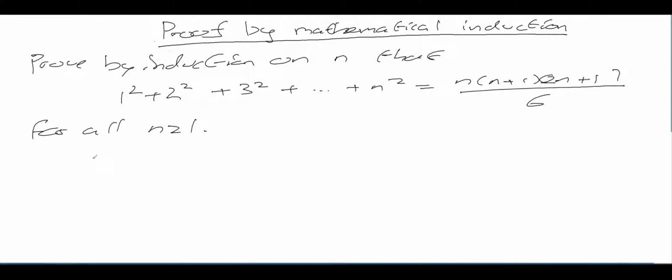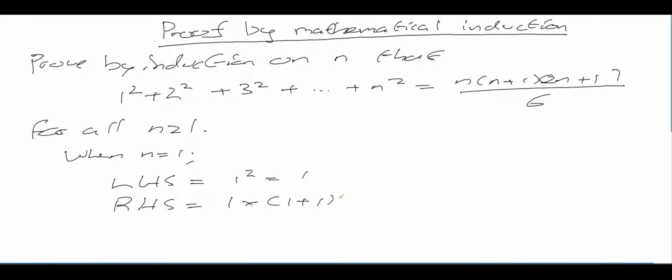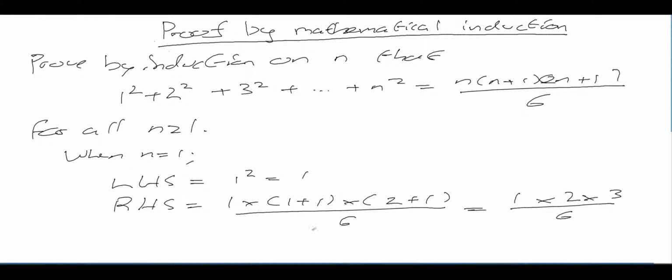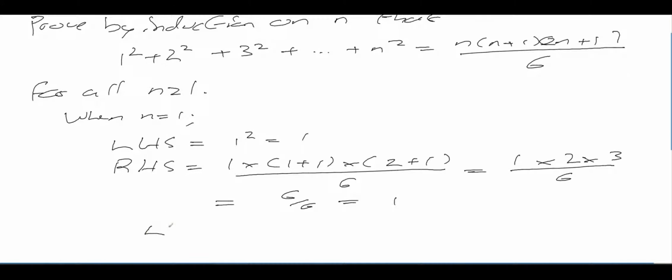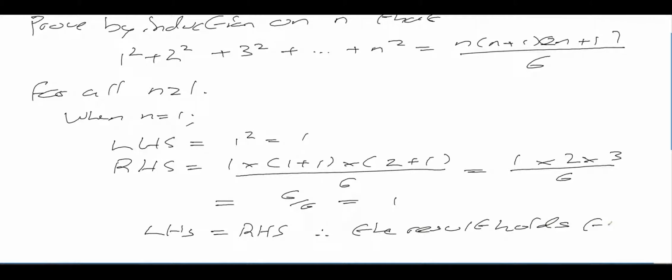Well, if you remember when I went through the general method, what we've got to do first is prove that this here is true for n equals 1. What I'm going to say is when n equals 1, the left hand side is equal to 1 squared, which is equal to 1. And then the right hand side is equal to 1 multiplied by 1 plus 1 multiplied by 2 plus 1 divided by 6, which is equal to 1 multiplied by 2 multiplied by 3 divided by 6, which equals 6 divided by 6, which equals 1. And then all we need to say is the left hand side equals the right hand side, and therefore the result holds for n equals 1. So we've proved that it's true for n equals 1.